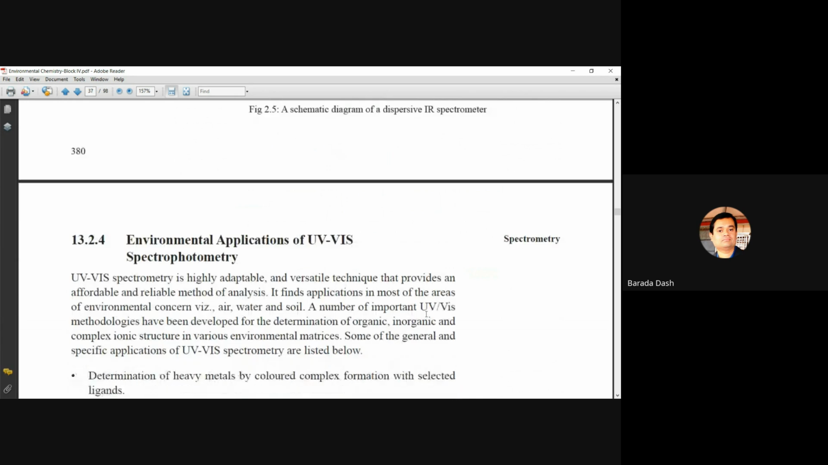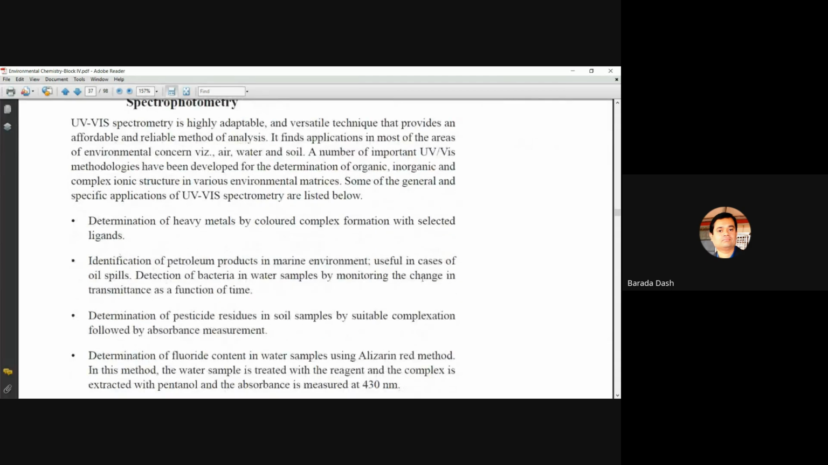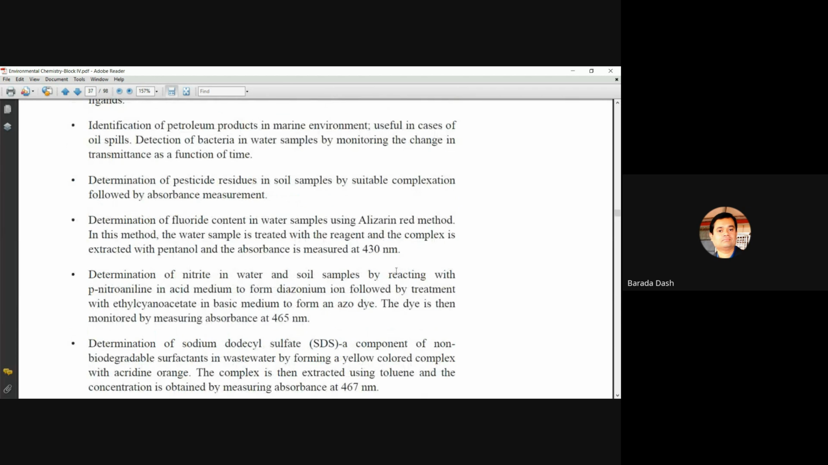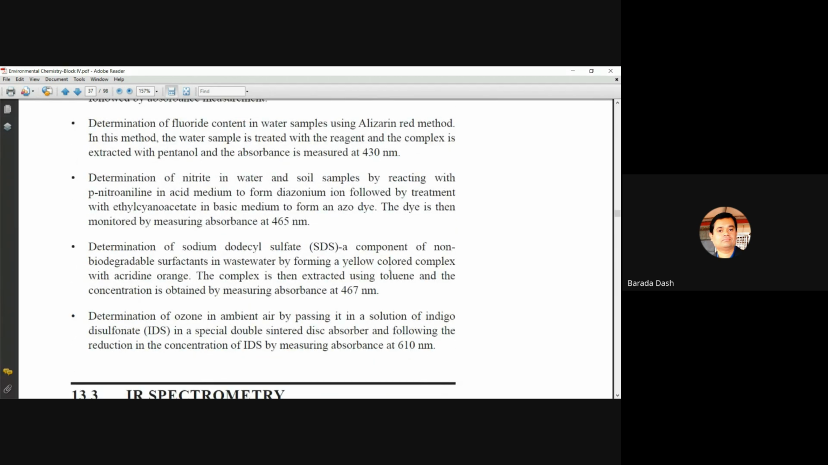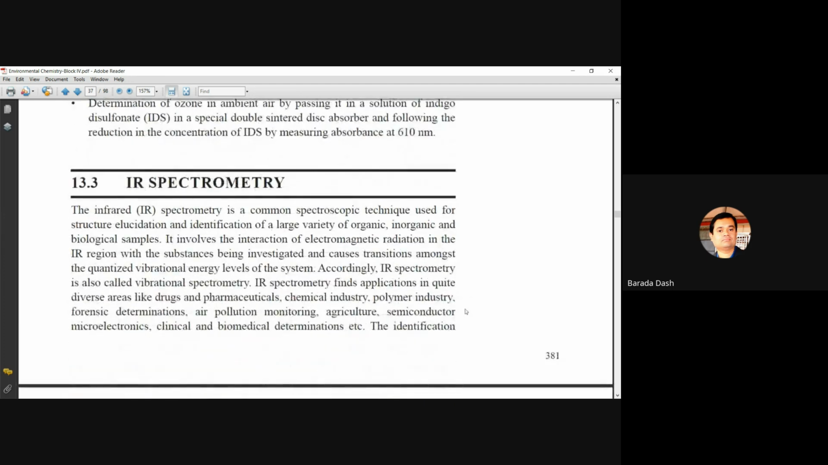Okay, so environmental applications of UV visible: determination of heavy metals, identification of petroleum products in the marine environment, determination of pesticides, determination of fluoride ion, determination of nitrate in water, determination of different organic compounds and surfactants like sodium dodecyl sulfate, and determination of ozone in ambient air by passing it into a solution of indigo disulfonate. So these are the applications.